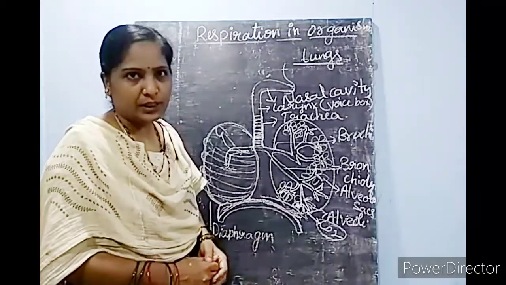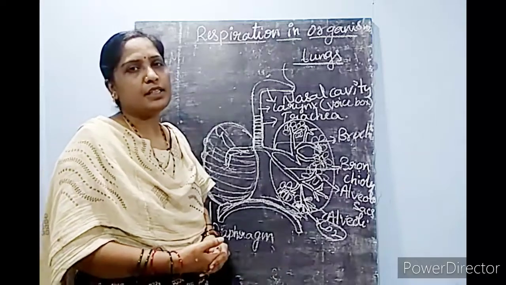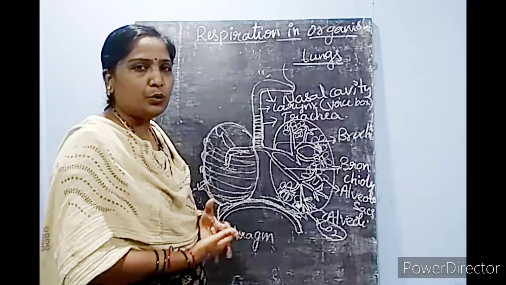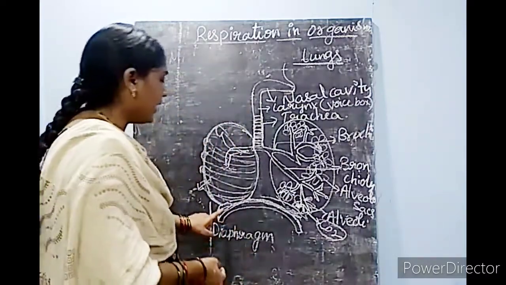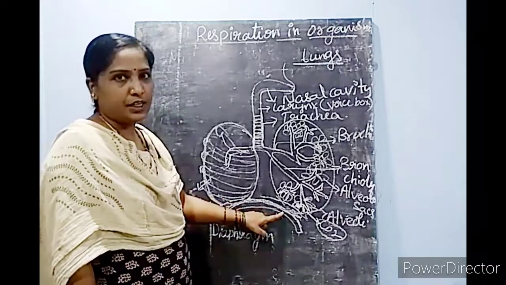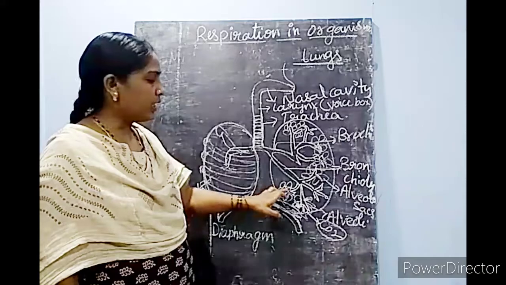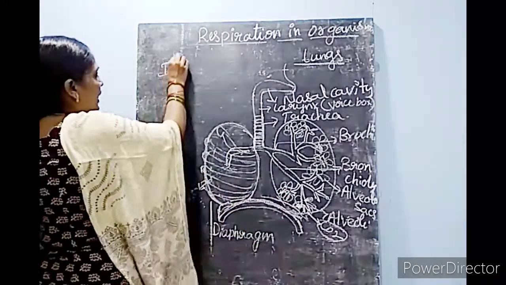So up to this you learned yesterday, right? Today we'll see what changes take place when we inhale and when we exhale. We'll see how the diaphragm helps in this process. The diaphragm is a muscular sheet, I told you. It is dome-shaped and present below the lungs.